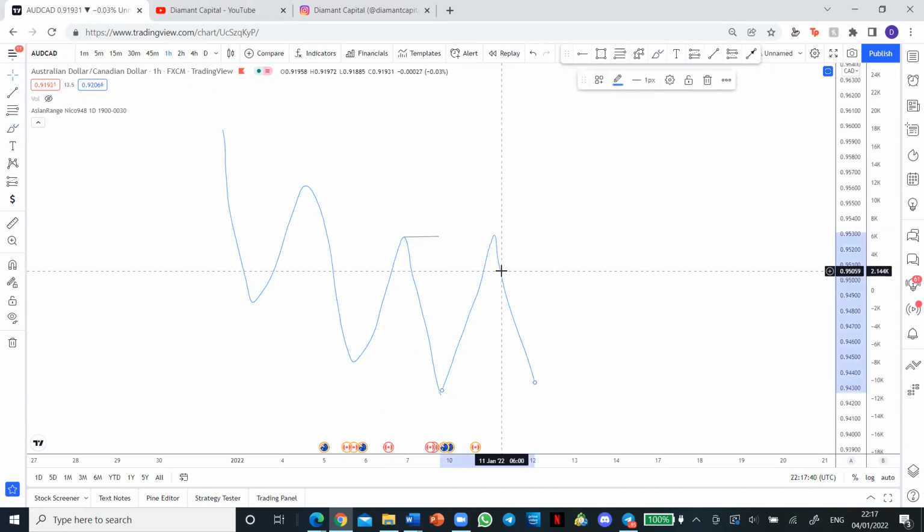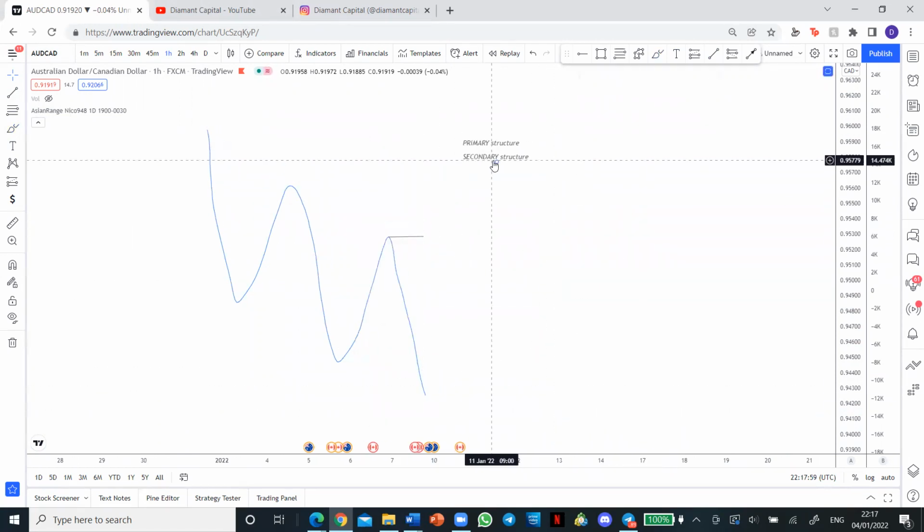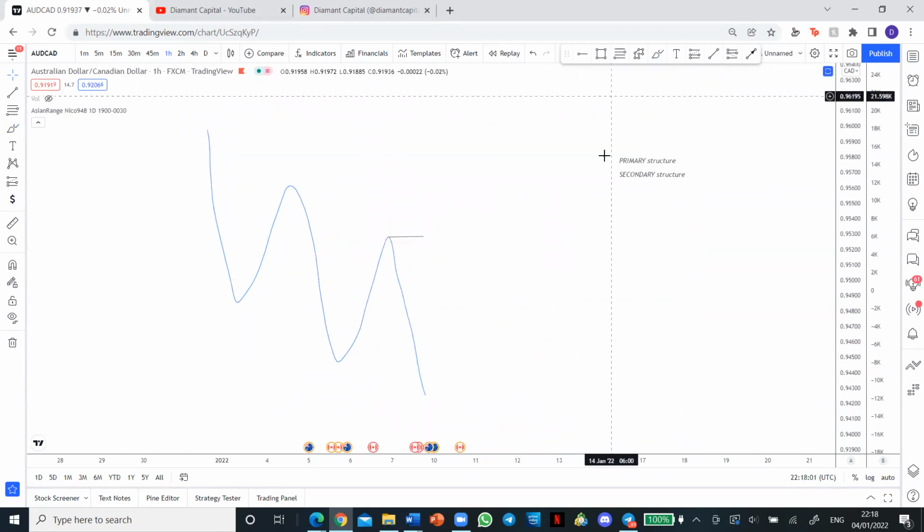Now, one of the key things to understand here is two things. You've got, let's just call it, primary structure and secondary structure. So got two kinds of things, primary and secondary structure. You can also say it's strong structure and weak structure, whatever it is.